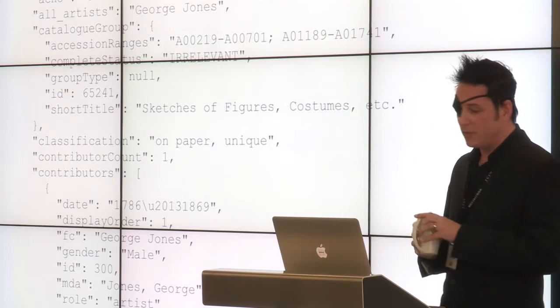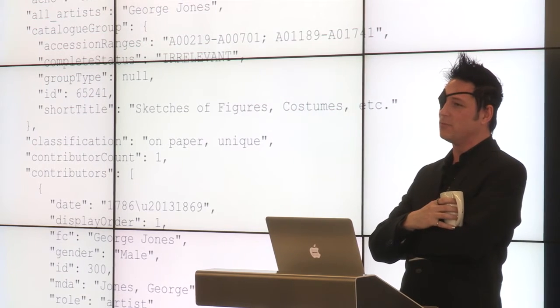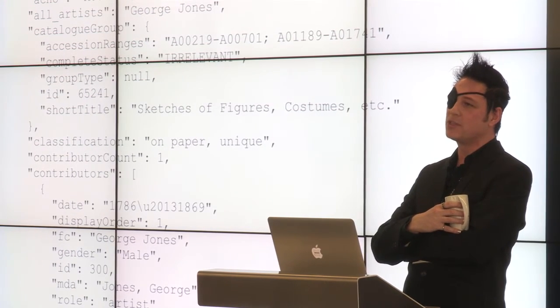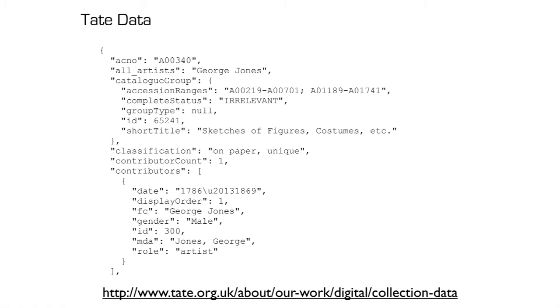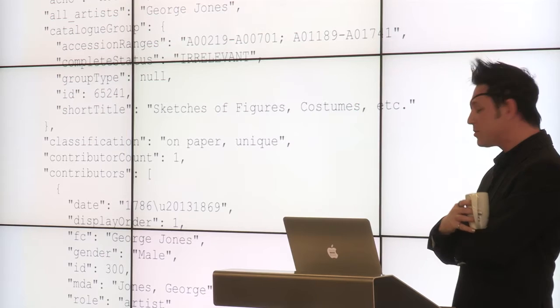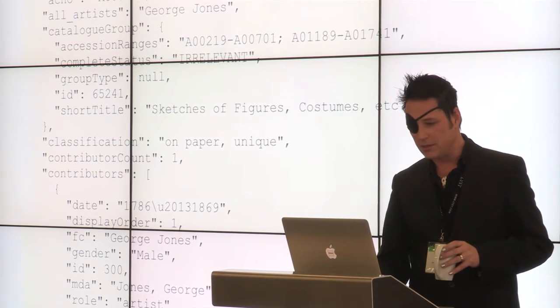The Tate gallery here in London very kindly released data on all 70,000 artworks in their collection. It's got the usual stuff: who painted it, what it's made out of, how big it is, who bought it, when they acquired it. But it's also got a bunch of interesting data that can only have been created by humans.